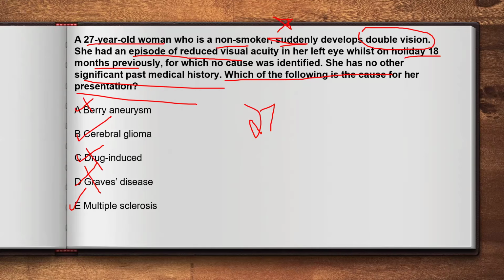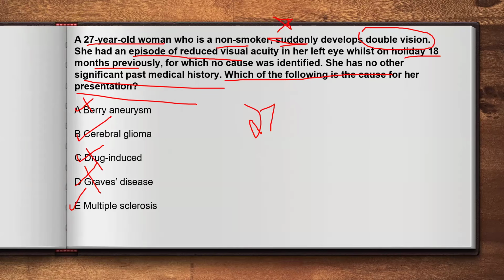Berry aneurysm could be a cause, but it causes something else. It causes thunderclap headache leading to subarachnoid hemorrhage. So subarachnoid hemorrhage symptoms will be there. All right. Aneurysms usually don't do anything. They don't cause symptoms unless they burst, right? They can cause headaches here and there, but they don't cause symptoms unless they have ruptured.